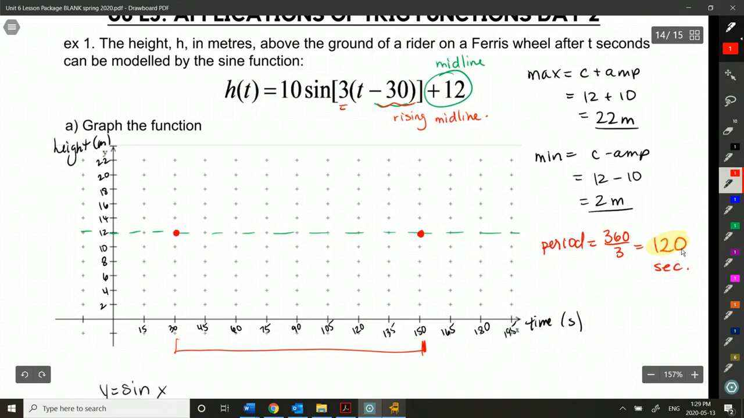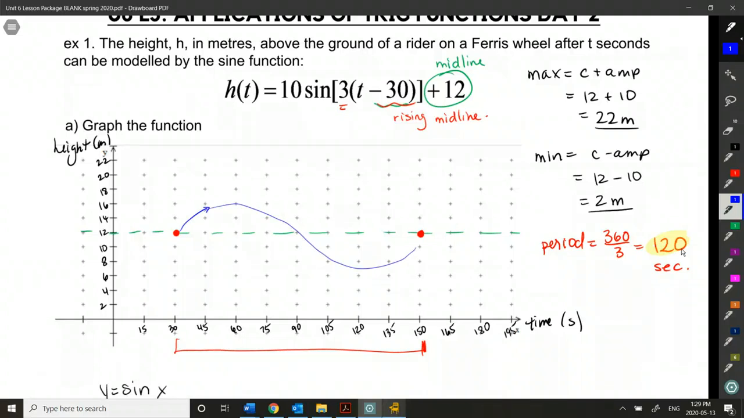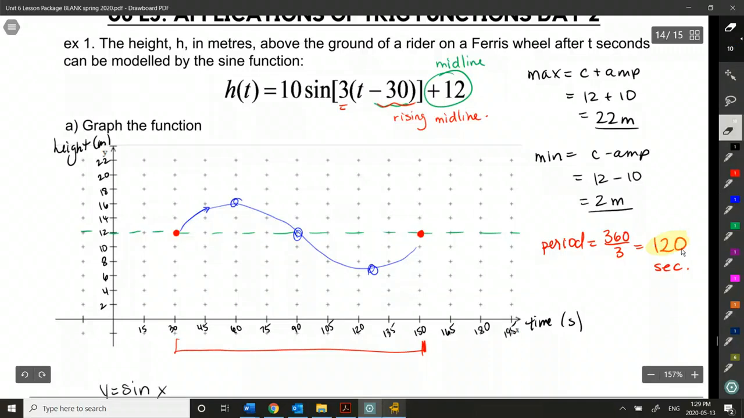So that's going to be one full cycle that fits between 30 and 150. And our rising midline is going to be rising up into a max. So my thought is that we're going to have something like this. Don't draw this yet. Where I have another midline somewhere around here, a minimum and a maximum. So I want to figure out where those are.